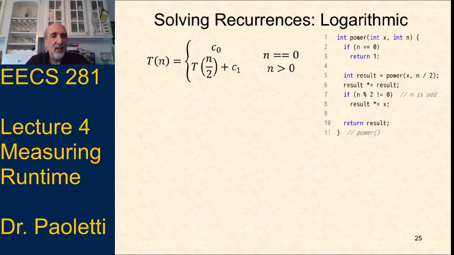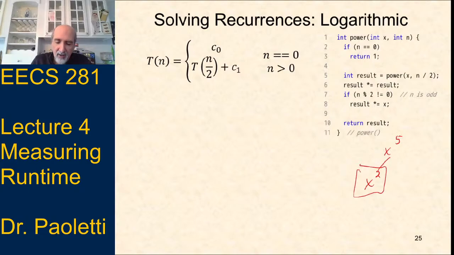So let's say for instance, I want x to the 5th power. We would say, okay, well, is that a base case? No. Let's take x to the n over 2 power. So what I need is x squared. Remember, integer division. So we solve that recursively. That's our result. So we get result is equal to that. Let's assume it worked. That's how recursion works. We assume that the recursive call worked.